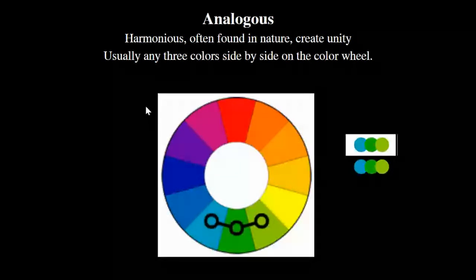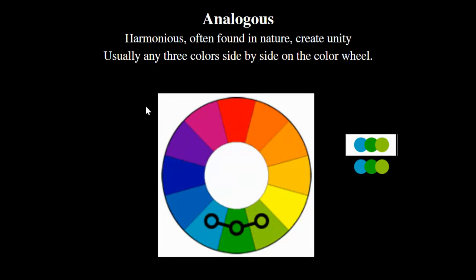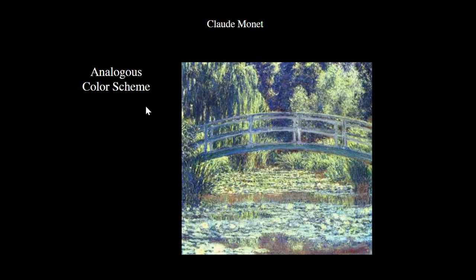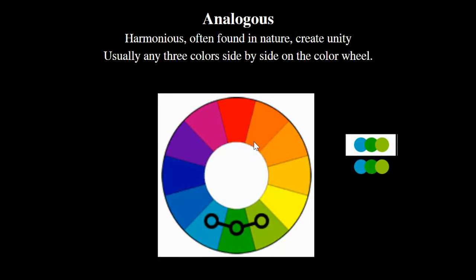All right, we ready? Here is an example of an analogous color scheme. This is a painting by Monet. Beautiful little creek and lily pads. So that would be the same as what we just looked at because it's the blue and the green, darker green and light green.